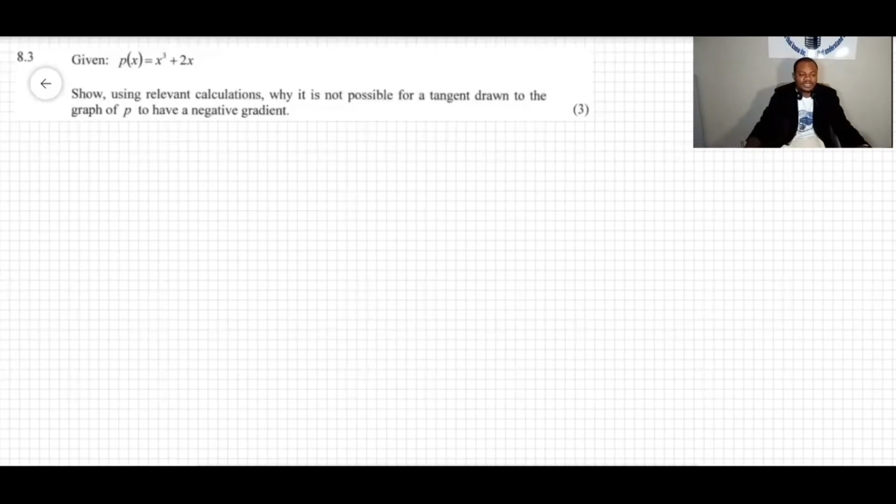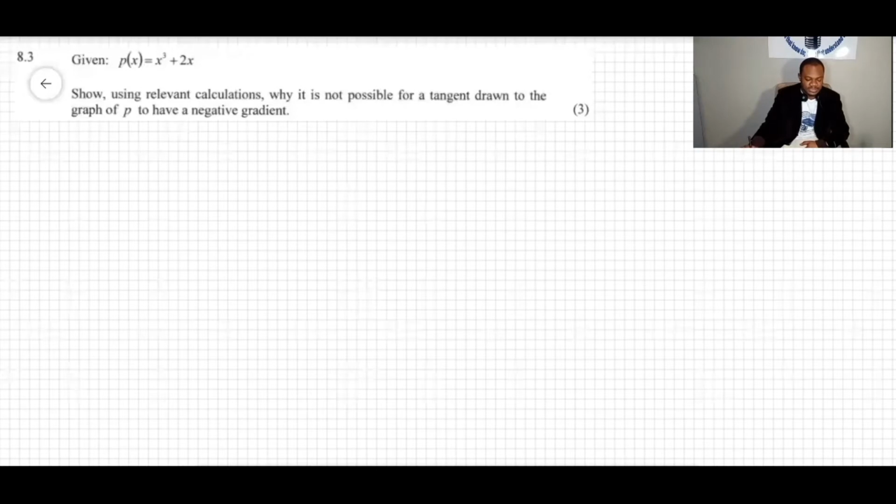Well, I have a question here that says, given P of x equal to x cubed plus 2x, show using relevant calculations why it is possible for a tangent drawn to the graph of P to have a negative gradient? All right. What is first, how do you calculate the gradient of a function?